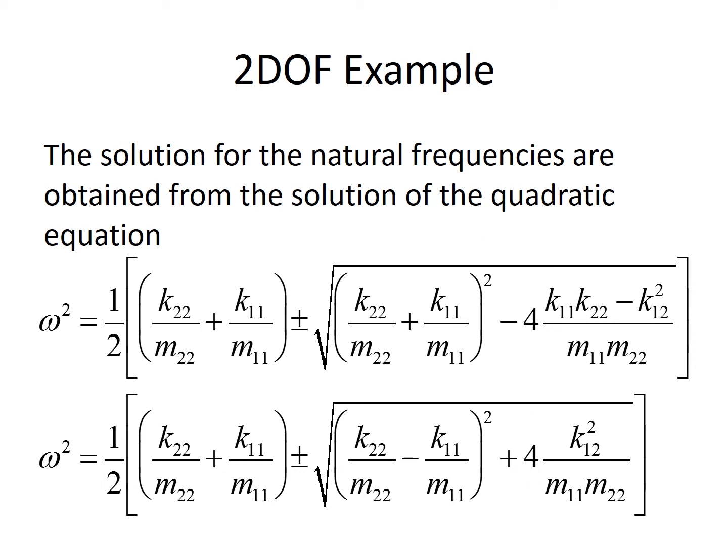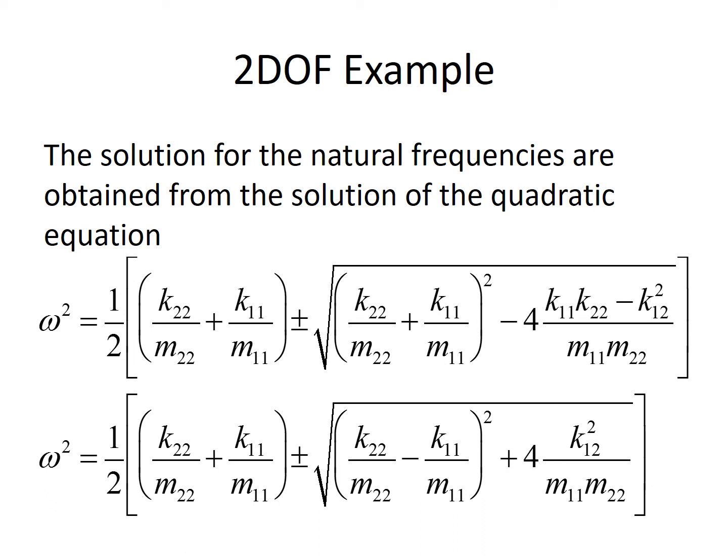Since this is a quadratic expression in omega squared, the quadratic formula can be used to obtain both solutions for omega squared. Direct application of the quadratic formula results in the first expression on this chart. The expression can be simplified a little bit by expanding the terms and combining the result with the second term in the square root. The remaining term can then be simplified again as the square of the difference between k22 over m22 and k11 over m11.